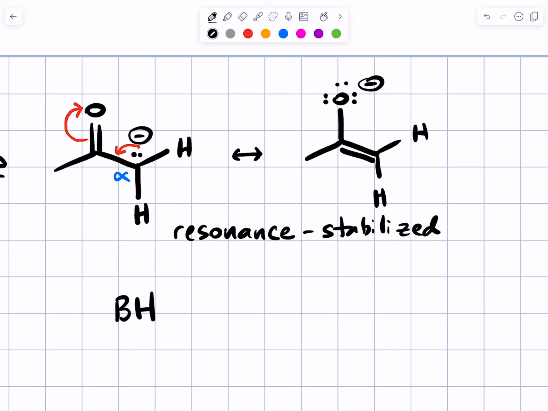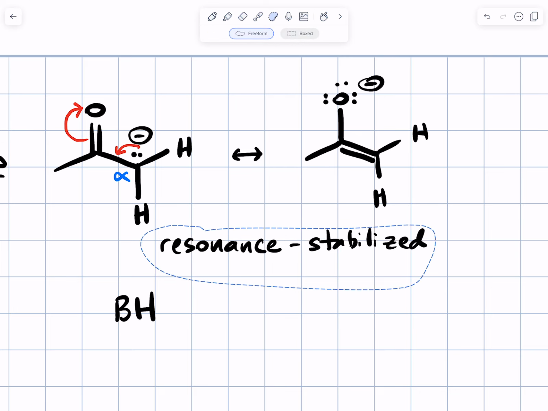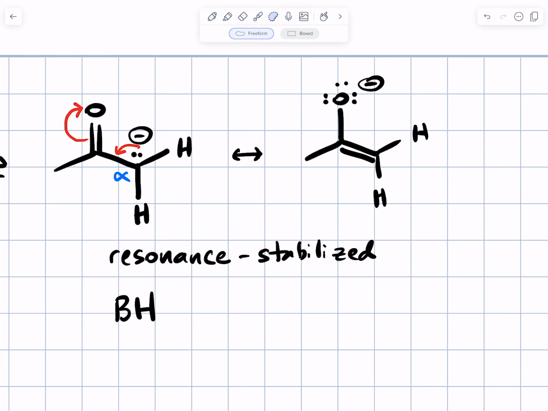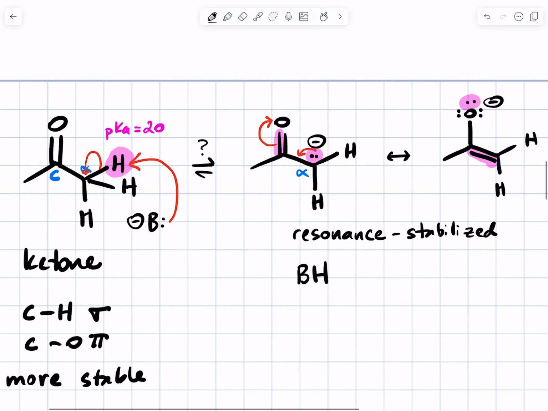Remember, resonance spreads out electron density. It does this for the conjugate base we're talking about. There are two pairs of electrons that are spread out. There's the lone pair electrons that are spread out onto the alpha carbon and the oxygen. And then there's the pi electrons that are spread out between the carbon-oxygen bond and the carbon-carbon pi bond. Two pairs of electrons that are resonance stabilized, two pairs of electrons that are lower in energy than they would otherwise be. And that resonance stabilization is what makes this alpha proton more acidic than expected.